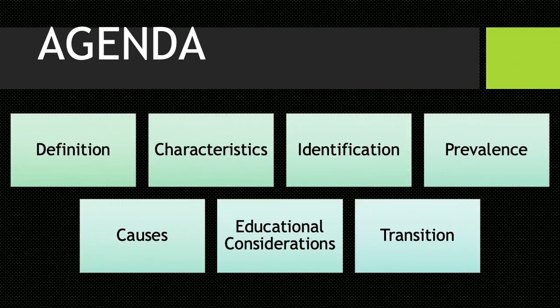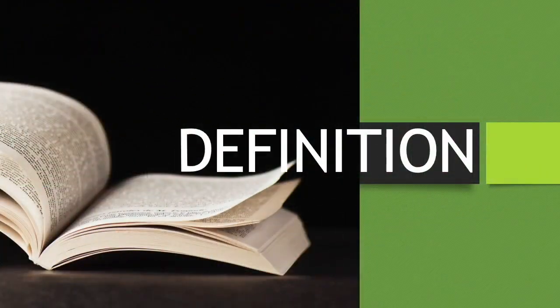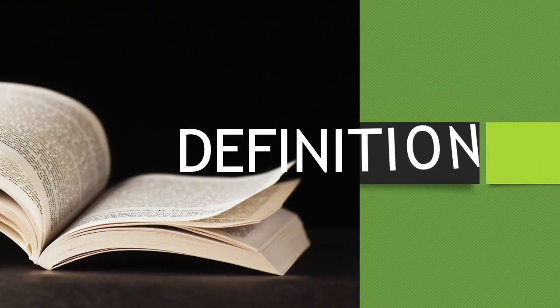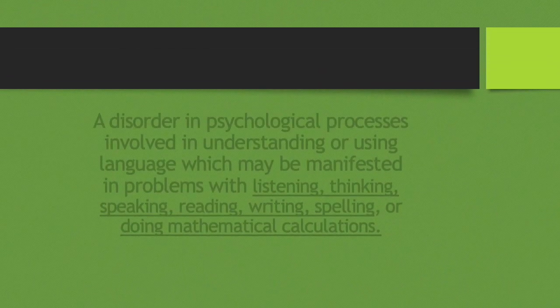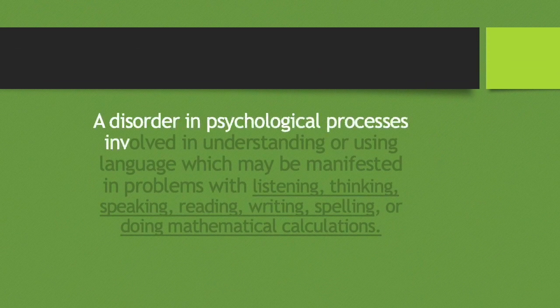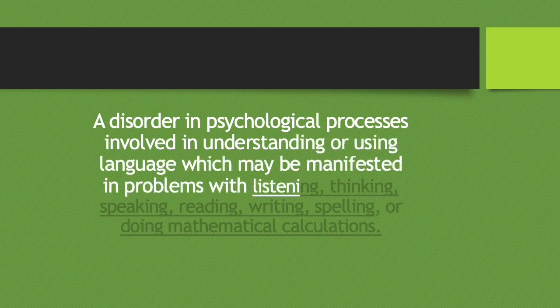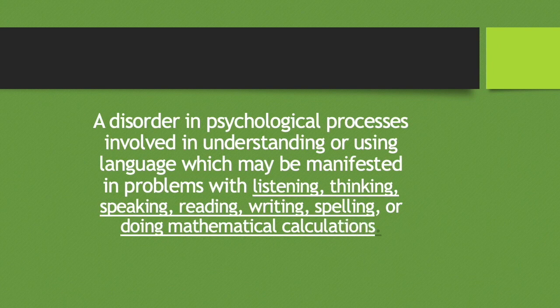Today, we will talk about the definition, characteristics, identification, prevalence, causes, educational considerations and transitions for learning disabilities. Starting with the definition. A learning disability is a disorder in psychological processes involved in understanding or using language, which may be manifested in problems with listening, thinking, speaking, reading, writing, spelling, or doing mathematical calculations. Each of these areas has its own label for that type of learning disability.